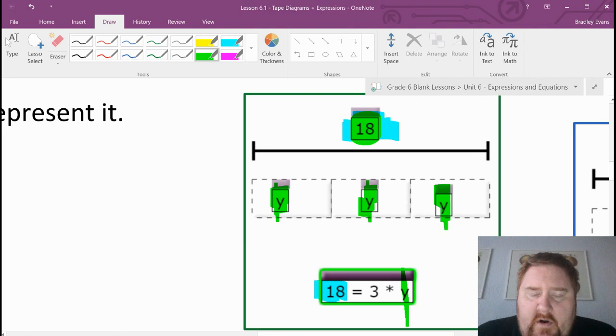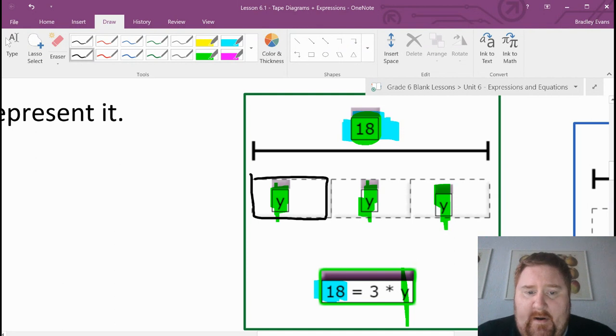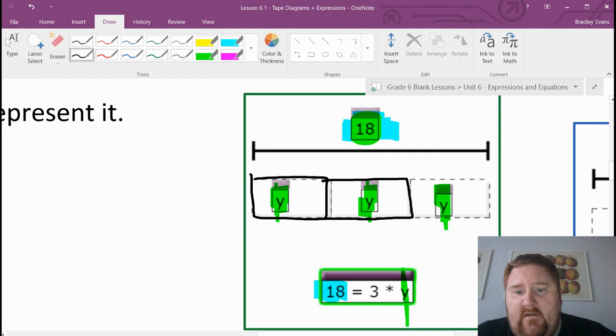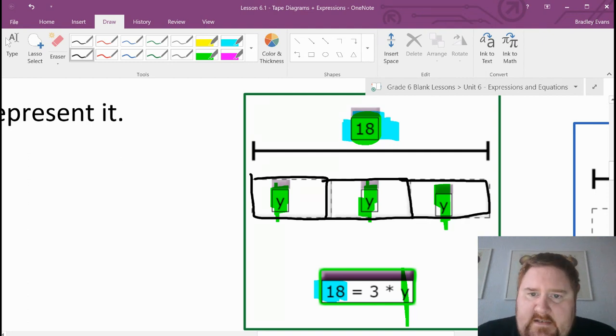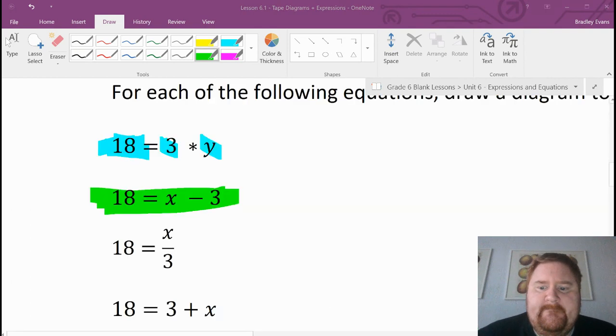Now, it's really important that you understand that these boxes, it doesn't matter how big they are, but if they're all equal to y, which means they are all the same value, they should all be the same size. Make sure that if you're representing a variable as an equal value, then it must be the same size. So you can see that my boxes that represent y are the same size. Okay, so that was the green one.